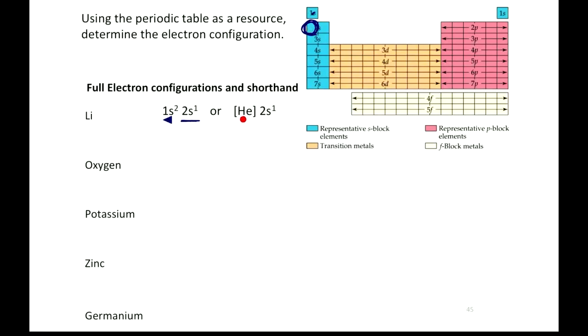You can also write the shorthand version, which is where you start at a noble gas. It's like a checkpoint, all right? You don't have to start at hydrogen. You can oftentimes start at a noble gas first, all right? So we can start at helium because that's represented by 1s squared, and then just write all the electrons that come after that, all right?